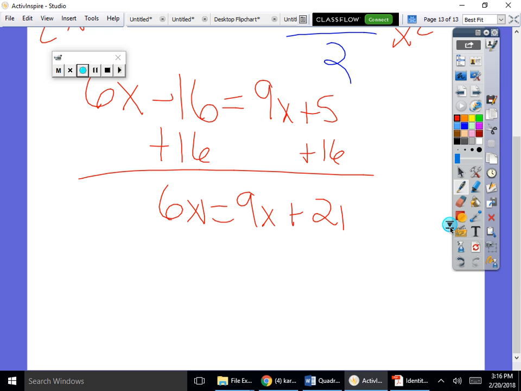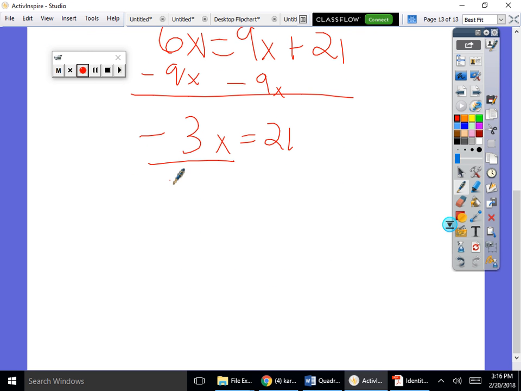All right, what do you want me to do now? Subtract 9x. You guys like negative variables. Are you negative people? Negative 3x equals 21. What do? Divide by negative 3, no symbol to flip, so x is equal to negative 7. I'd like you to take a time out for a minute. I want you to look at the answer choices. Is negative 7 one of them?